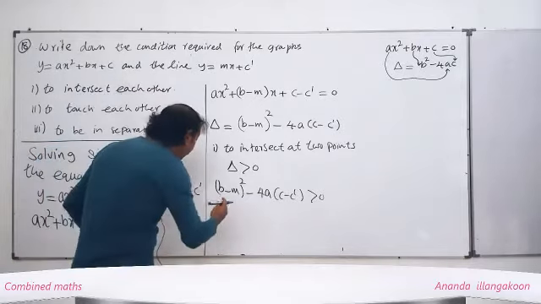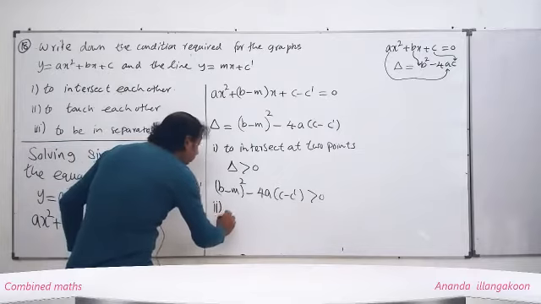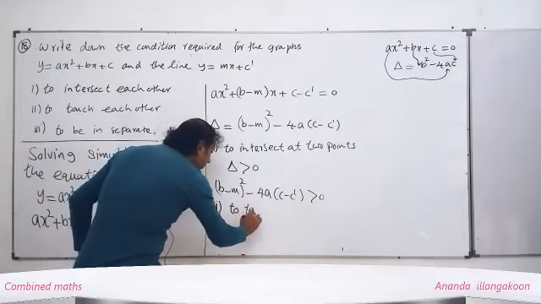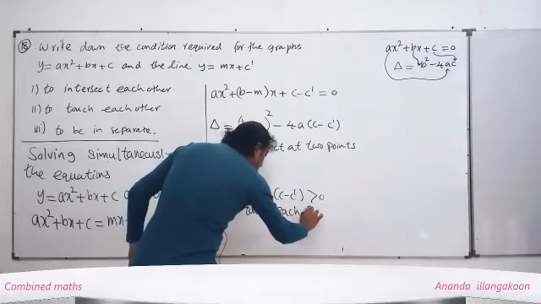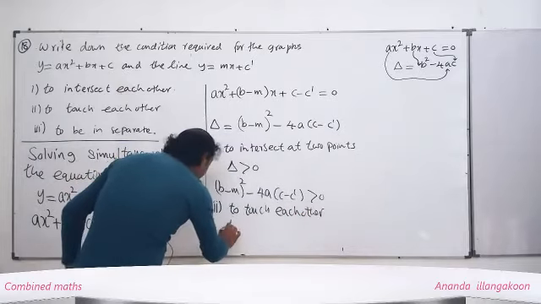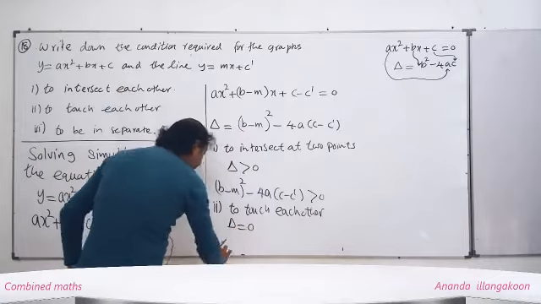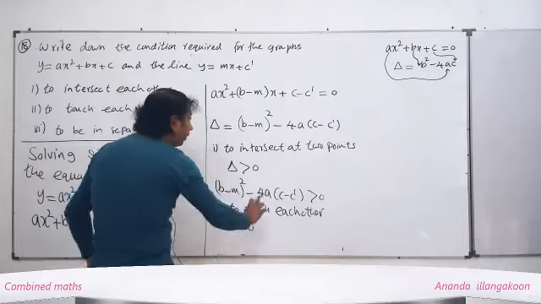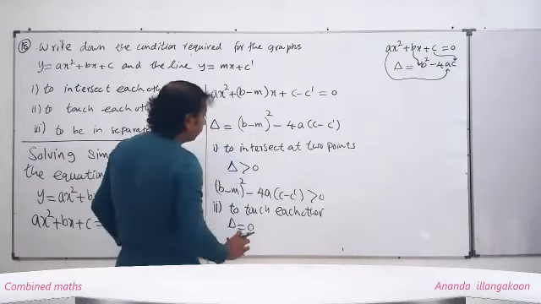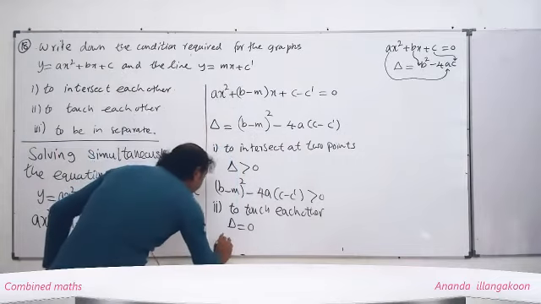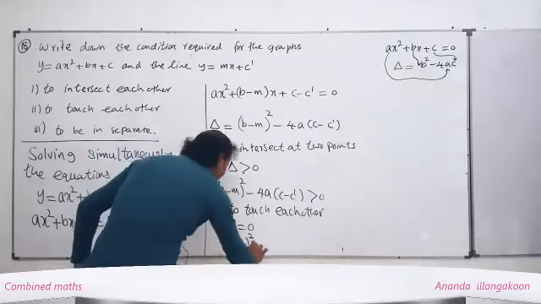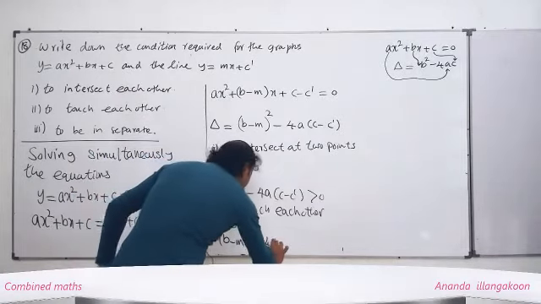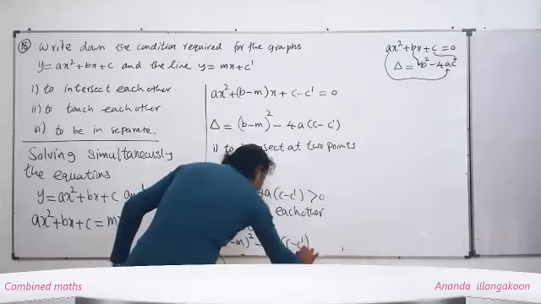Secondly, to touch each other, delta equals 0. Then this part should be equal to 0. B minus m perfect squared minus 4a, c minus c dash equals 0.